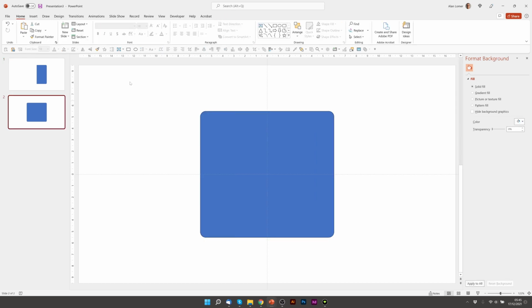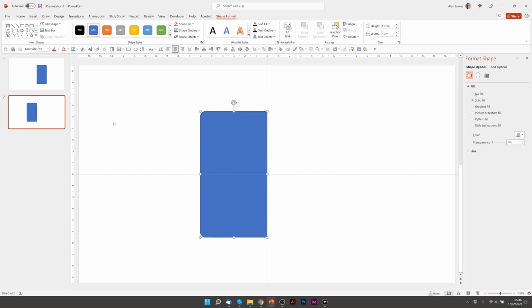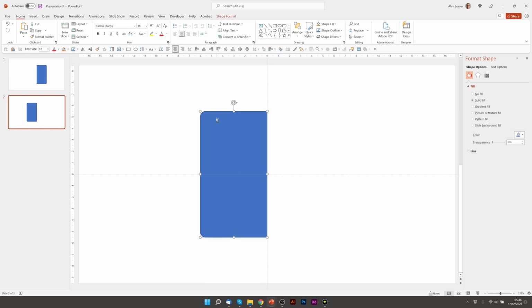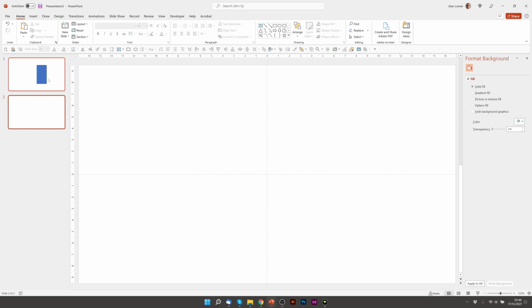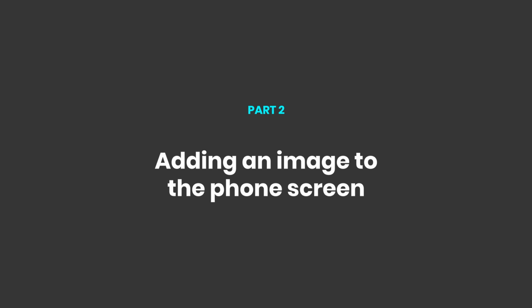And on this one, we're going to get our left-hand side one. So we'll draw our rectangle exactly over the left-hand side. Then we'll click on the phone shape first, the rectangle second, go to Shape Format, Merge Shapes, and choose Intersect. There's the left-hand side of our phone. Now we can press Control X and Control V, and now we've got two sides of the phone. And now let's get the photo in there.